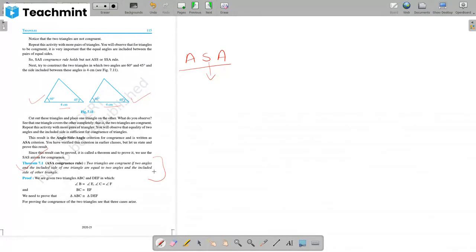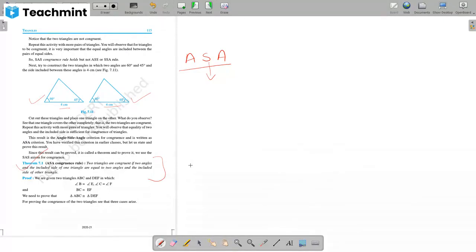Okay, we will prove this theorem, but not today. After completing the chapter, we will prove all the theorems, because the proof of a theorem is a little bit difficult. If I prove the theorem right now, you will think, oh, this chapter is very difficult. But I don't want that. This chapter is very simple.